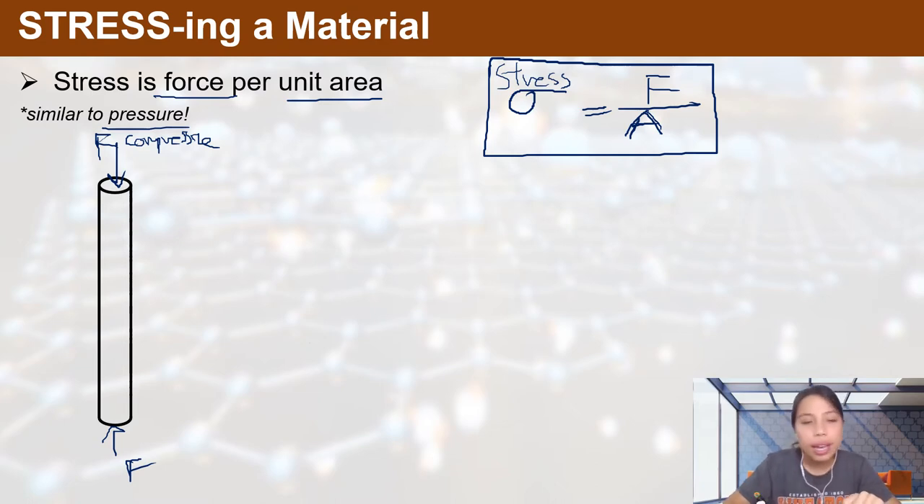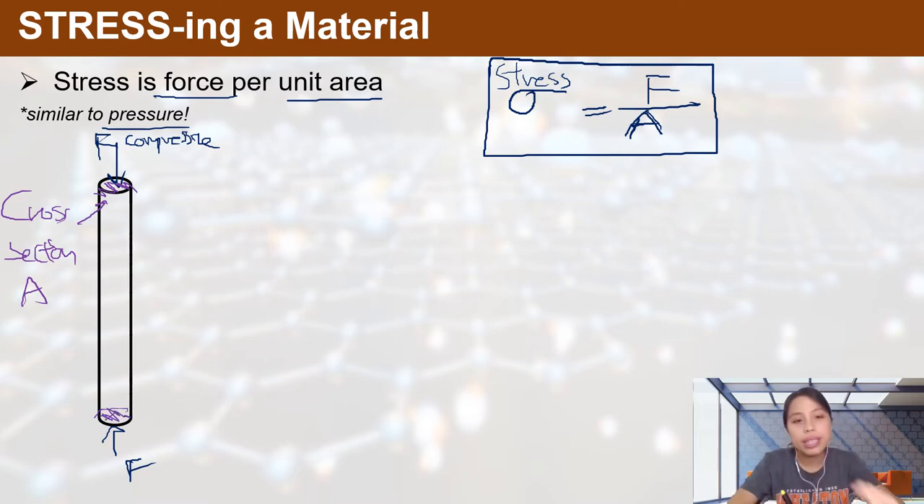What is A? A here will be the cross-section area of the material. Here, this shaded one, and down there also got one. If it's a round pipe like this, then your cross-section area will be pi r squared. That's the area of a circle.